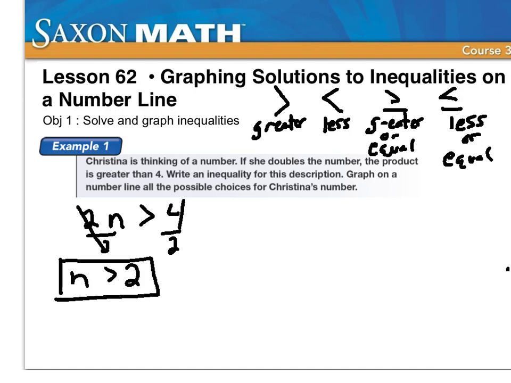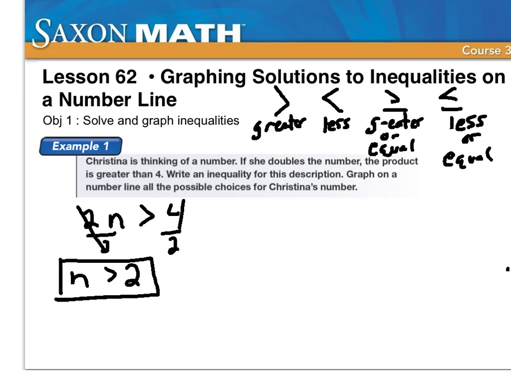So here's the inequality for the description. It means any number greater than 2 should work. So if I take any number bigger than 2 and double it, the answer should be greater than 4. For example, if I pick 3 and double it, 3 times 2 is 6. That's bigger than 4. If I take 4 and double it, 4 times 2 is 8, which is greater than 4. But notice, 2 is not a solution, because if I take 2 and double it, 4 is not greater than 4. It's equal to 4. So the number has to be greater than 2.